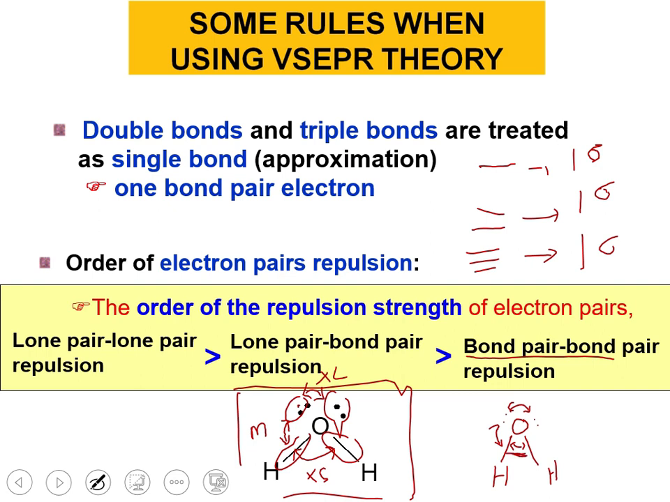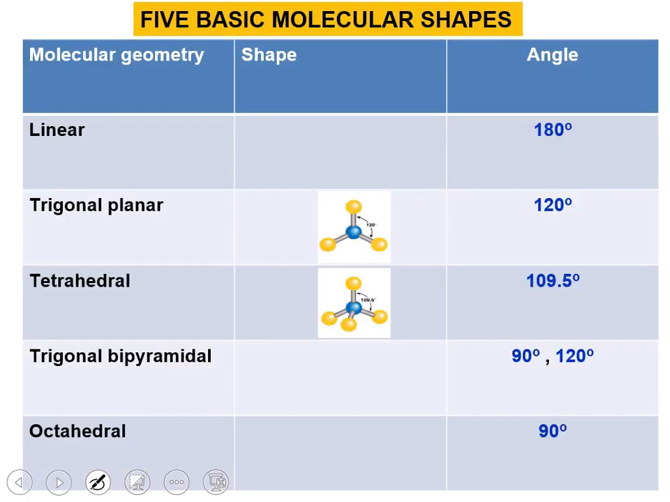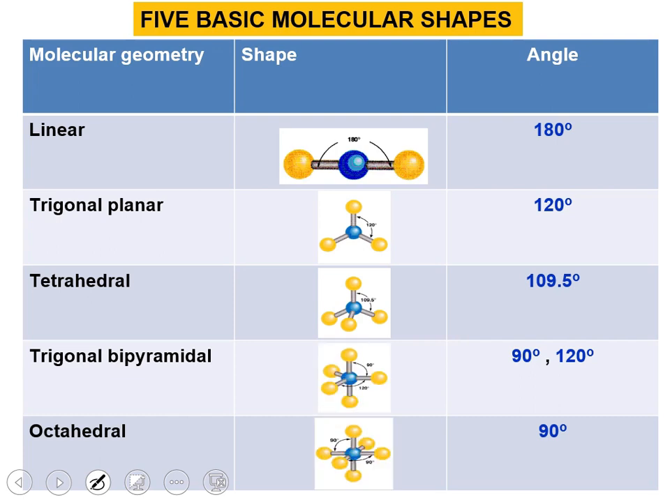So the repulsion is different according to the type of repulsion. Okay, next. So this is 5 basic molecular shapes when you have more than one bond in a molecule. So if you have 2 bonding pair or 2 bond pair in a molecule, you will have linear shape. 2 bond pair. If you have 3 bond pair, it will be trigonal planar.